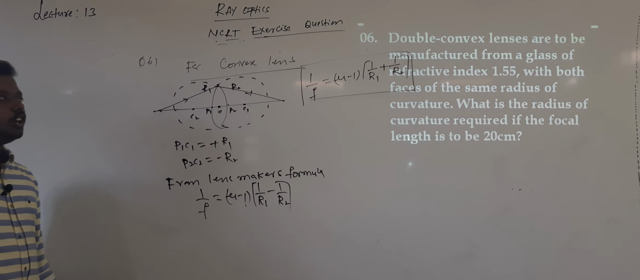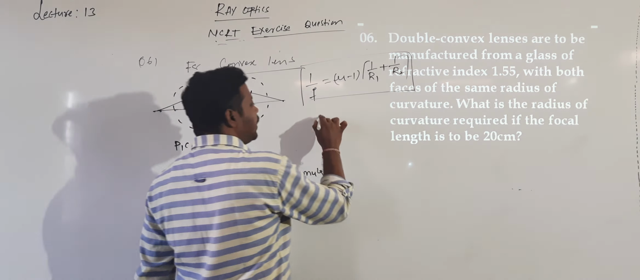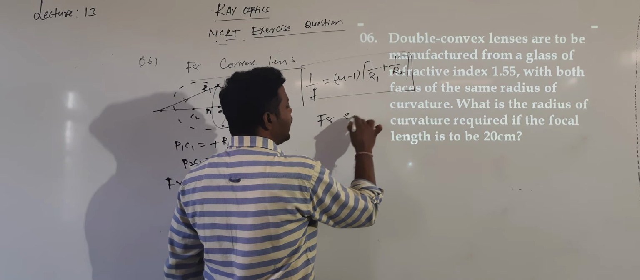Whenever I said convex lens, actually, for an equiconvex lens, what is the meaning of equiconvex lens? It is where the R1 value and R2 value, the radii of curvature, are the same. If R1 is equal to R2 is equal to R, what happens to the focal length? 1 by f is equal to mu minus 1 into 1 by R plus 1 by R.